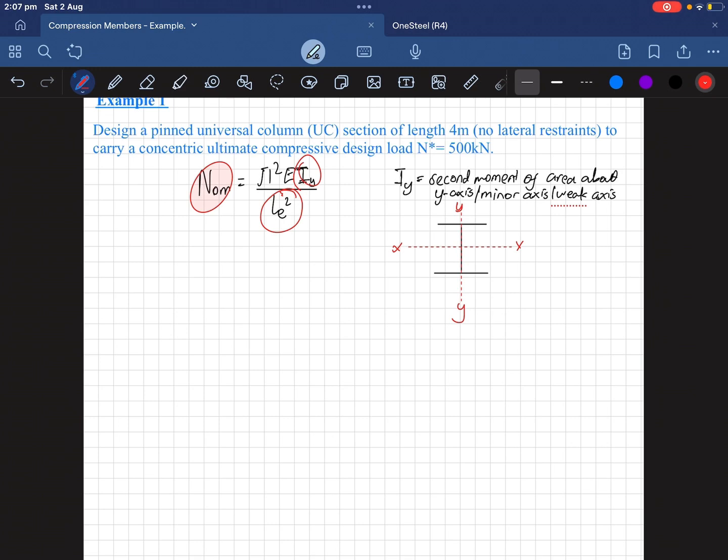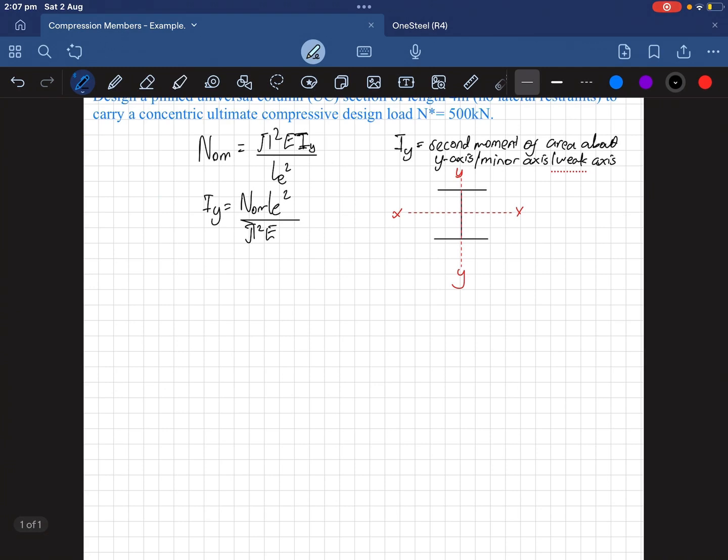So basically what we have to do is rearrange this equation so we can bring our Iy here. So that's going to be Iy equals N times LE squared divided by pi squared times E.